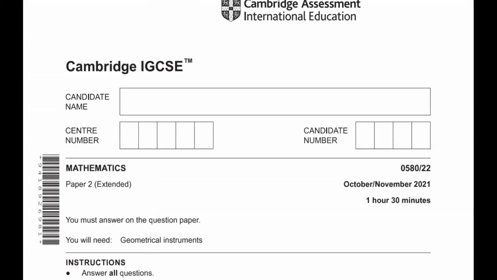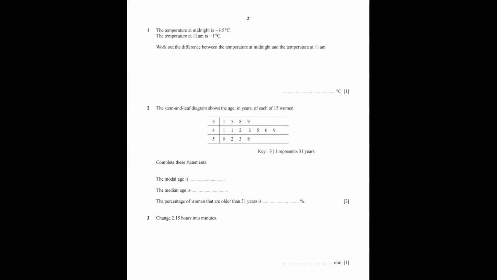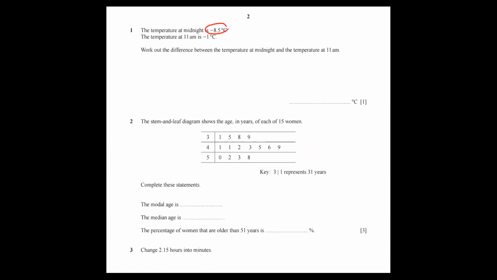This is the paper from October 2021, variant 22 of O-Level Mathematics paper 2. Have a look at how to start this paper. In the first question, we are given the temperature at midnight and at 11. Some students don't know how to do this kind of question. The best technique, when you have a temperature difference, is to use a number line. If I do it on a number line, this question becomes easy.